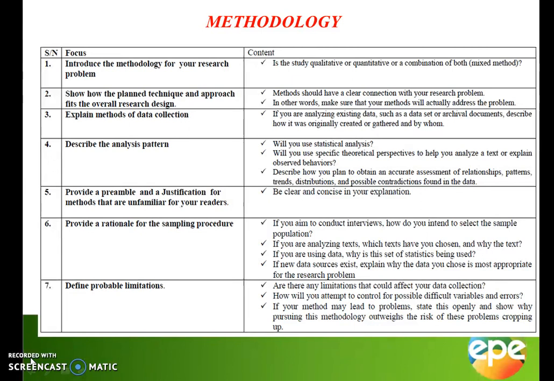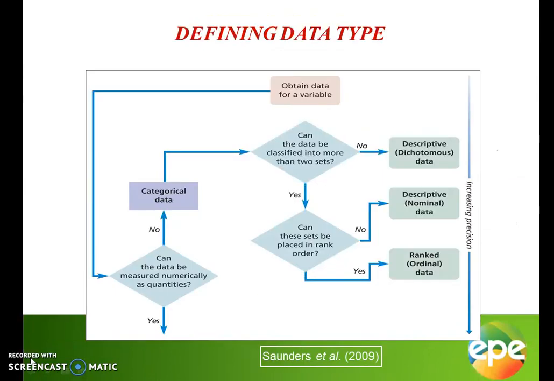And finally, you need to define probable limitations to the work and to the techniques. Are there any limitations that could affect your data collection? How will you attempt to control for possible confounding variables and errors? If your data may lead to problems, you need to state this openly, ab initio, prior to the work, and show why pursuing this methodology outweighs the risk of these problems that could crop up.